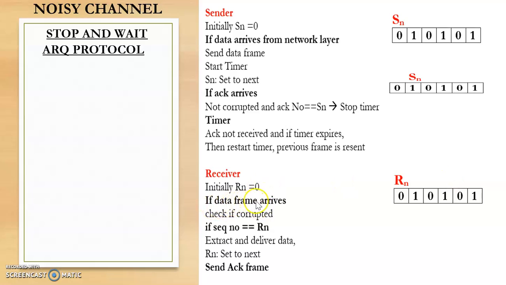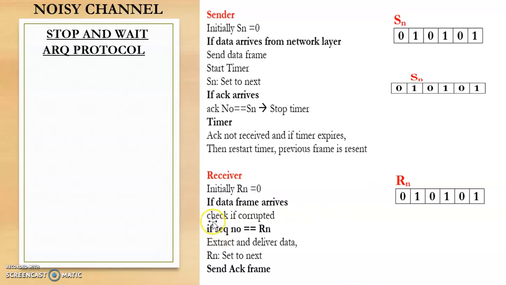Next, if the data frame arrives at the receiver side from the physical layer, then the data link layer will first check if the data frame is corrupted. If the data frame is corrupted, then the receiver will not do anything. That is, it won't send any acknowledgement. In that case, the sender will resend the frame after the timer expires. If the frame is not corrupted, it will check if the sequence number is equal to Rn.